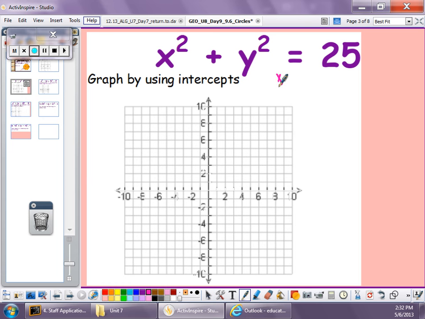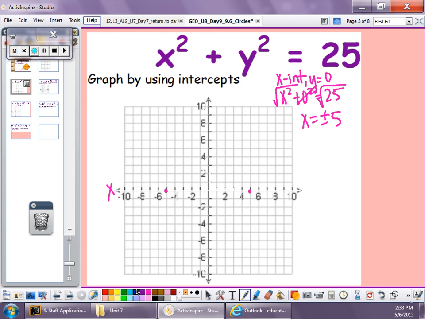So if I want to know the x-intercept, that's when it hits the x-axis here. I know that my y value is equal to 0, so I'm just going to plug in 0 into my equation. It cancels out because 0 squared is 0. So I take the square root of x squared and the square root of 25, and keep in mind this is plus or minus 5. So I'm going to go 1, 2, 3, 4, 5 and 1, 2, 3, 4, 5.